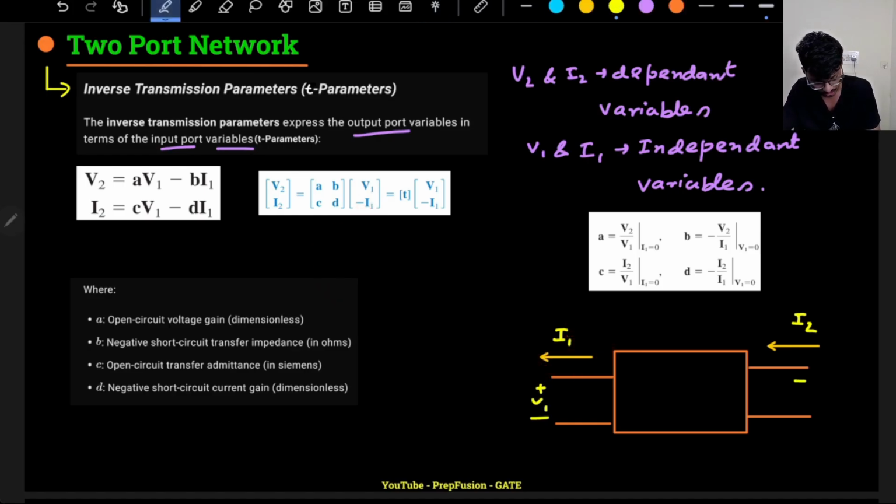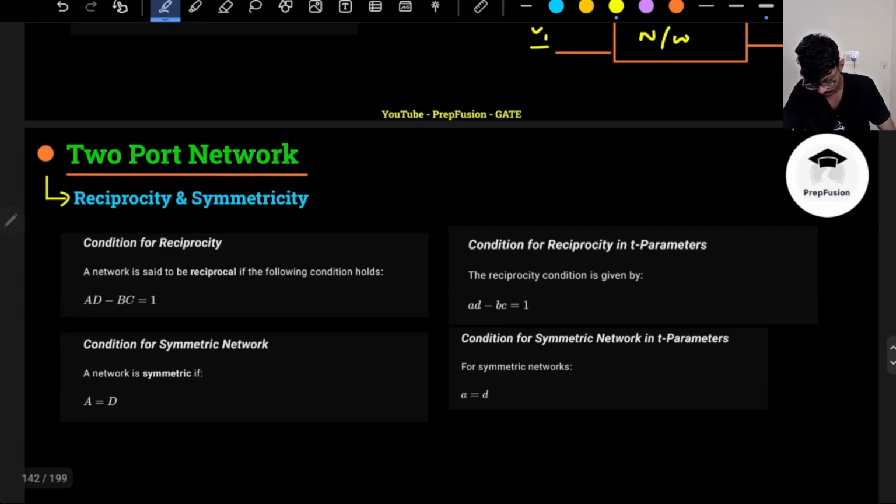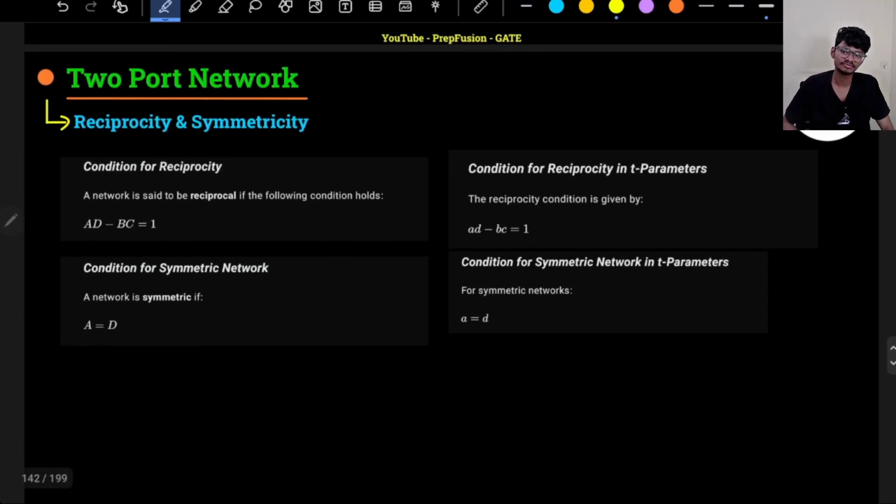That is the only thing that you need to keep in mind, except that everything else is the same. V1, V2. So if you remember capital ABCD parameters, it's very easy to remember the small abcd parameters. Very minute difference is there. So yeah, this will be a linear network.